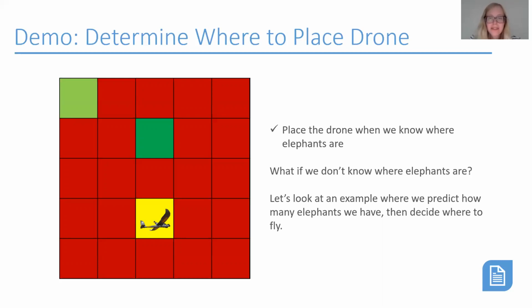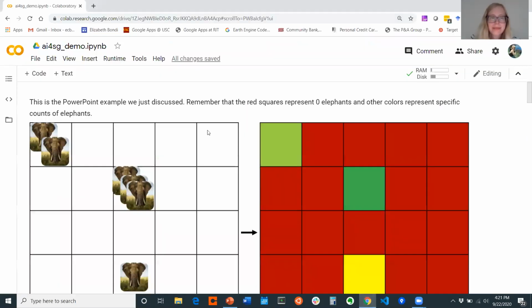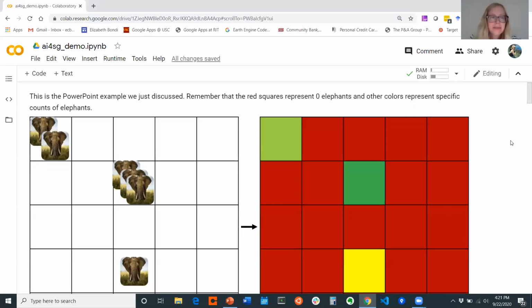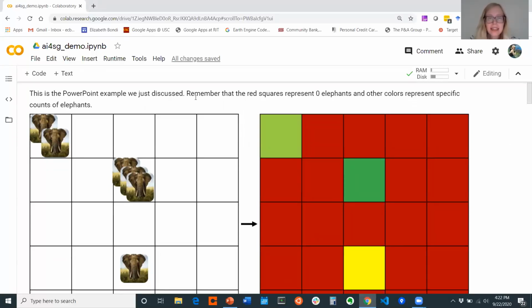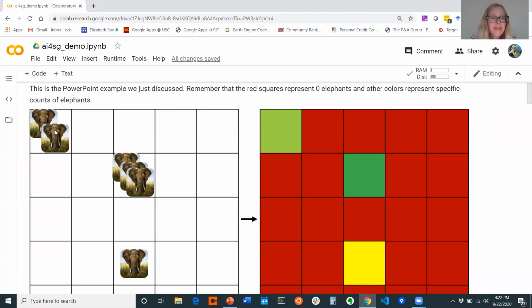Here we're going to switch over to a code demo now. All right, so just to reiterate, this is the PowerPoint example that we just discussed, where again, we have our elephants and they're being represented now just by these colors over here. We have more elephants where it's green and less elephants where it's red.